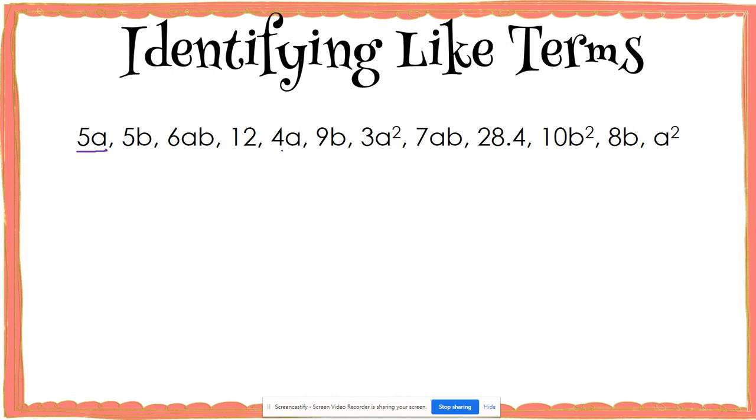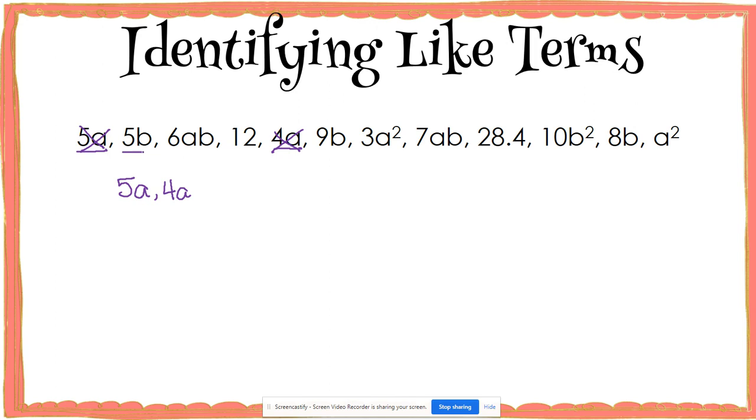I have 12 and then I have 4a. Well, 4a and 5a are like terms. So I have 5a and 4a, and now we can see if there's anything else. Next I have 9b, that's not a like term. But then I have 3a to the second power. Again, this has an a, but it is not a like term with 5a and 4a because this second power tells us that I'm taking a and raising to the second power. So it would not be considered a like term. Then I have 7ab, 28.4, 10b to the second power, 8b, and a to the second power. None of those are like terms with 5a and 4a, so these are the only two like terms for that.